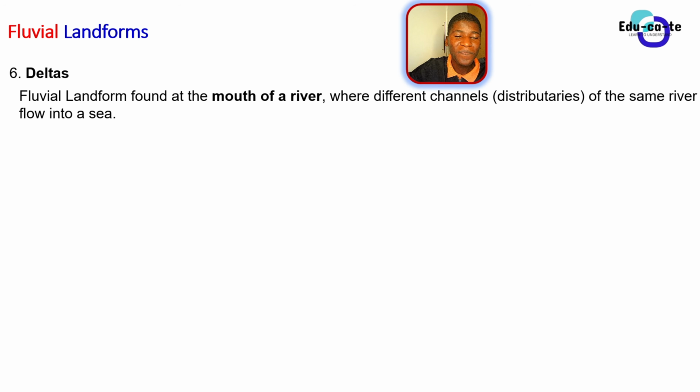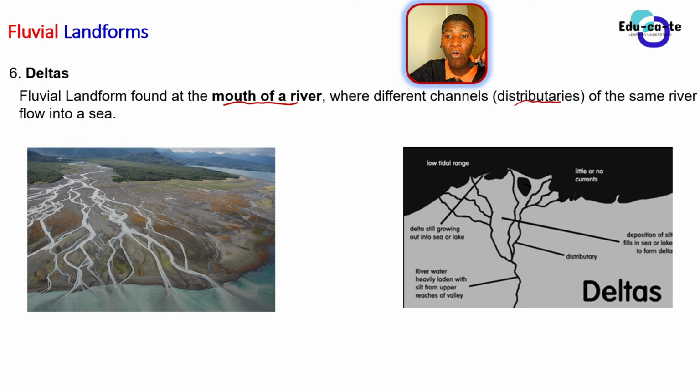Now we have the other types of fluvial landform. In this case, we're looking at deltas, right? A delta is a fluvial landform that is found at the mouth of the river. Remember that the mouth of the river is when the river is about to enter the sea. So the deltas are characterized by different channels that are known as distributaries of the same river as the river flows into the sea. This is best visualized when we look at the diagram of a delta.